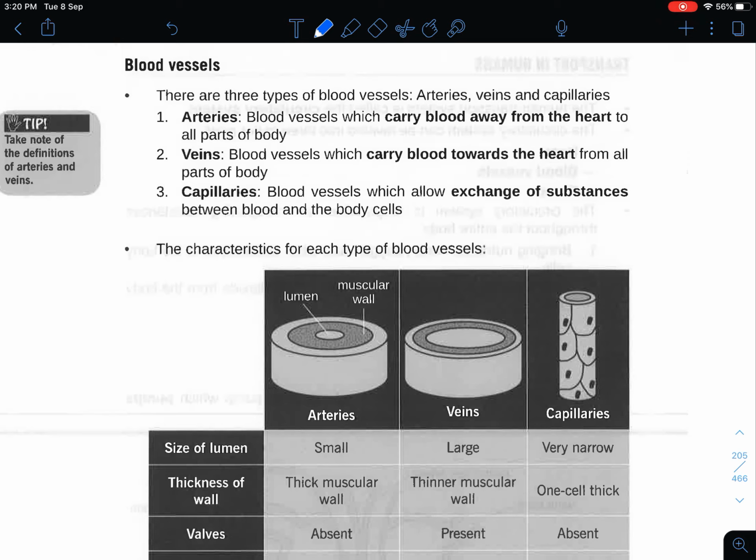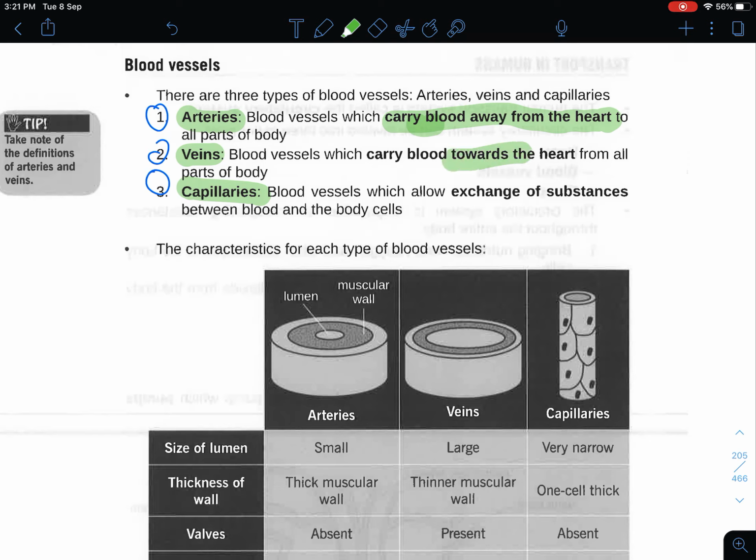Next is the blood vessels. There are three main blood vessels that you need to know. They are your arteries, veins, and capillaries. Each of them has its own unique purpose and characteristics. So for the artery, it mainly carries blood away from the heart.